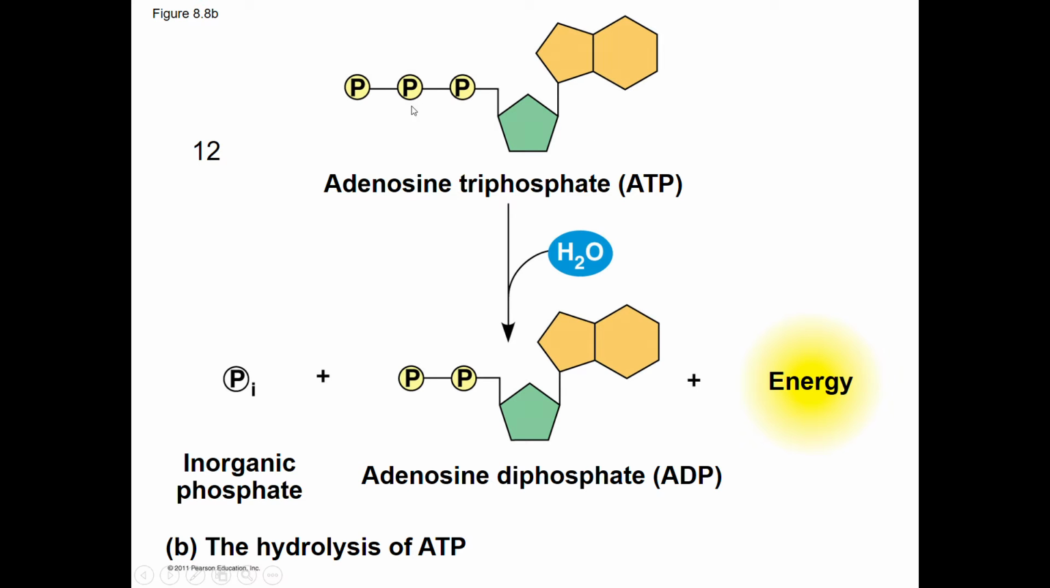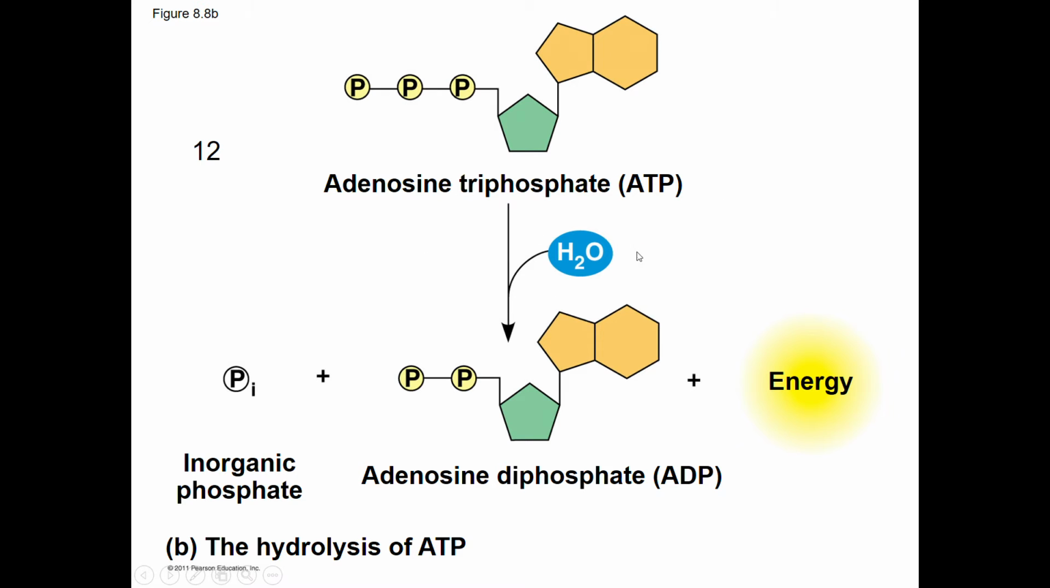And so there's a lot of energy stored there. And these phosphate groups would rather not be bonded to each other. They would rather be bonded to something else, right? And so we can harness the energy in ATP by hydrolyzing the bonds between the phosphate groups.